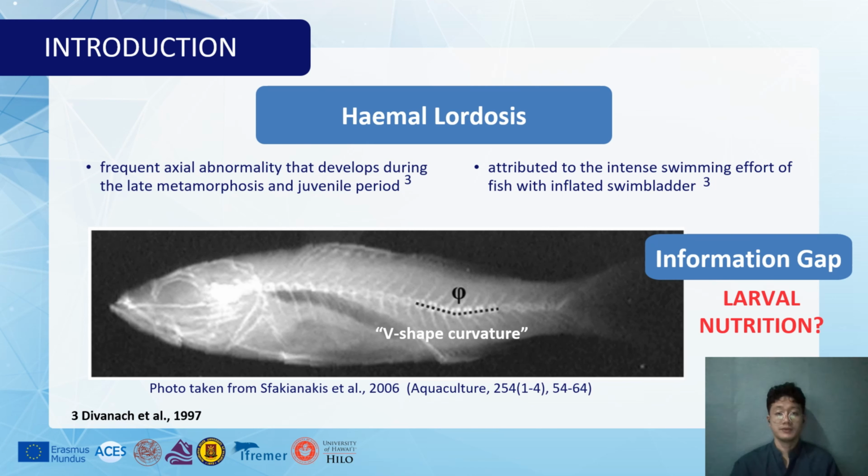And one of the most common morphological abnormalities in fish is the haemal or V-shaped curvature. This axial abnormality develops during the late metamorphosis and juvenile period of the fish. This is mainly attributed to the intense swimming effort of fish with inflated swim bladder. However, there is an information gap on how larval nutrition affects the development of this abnormality in fishes.